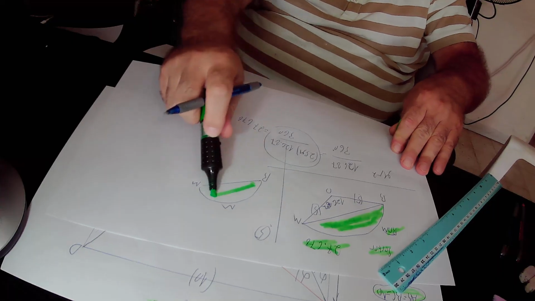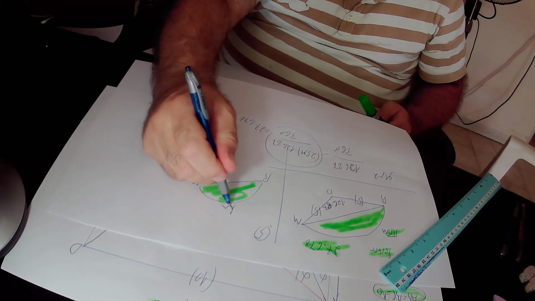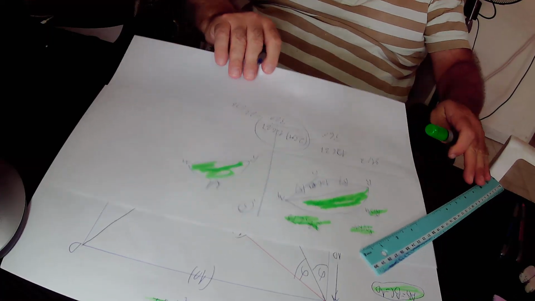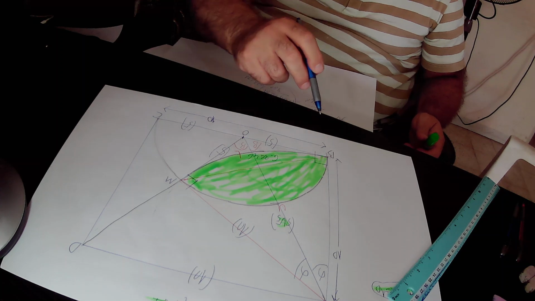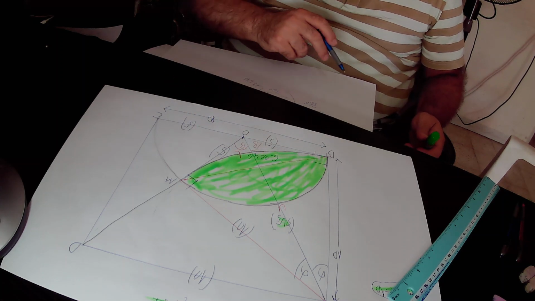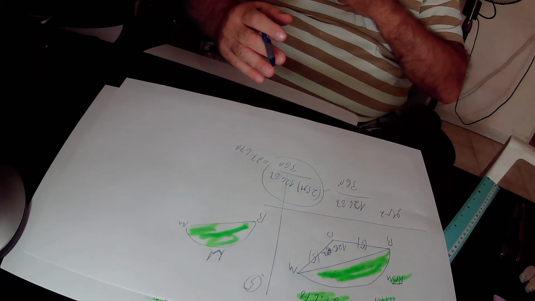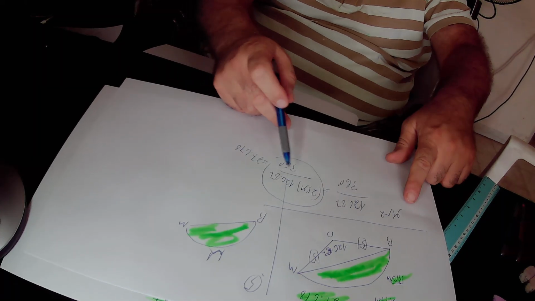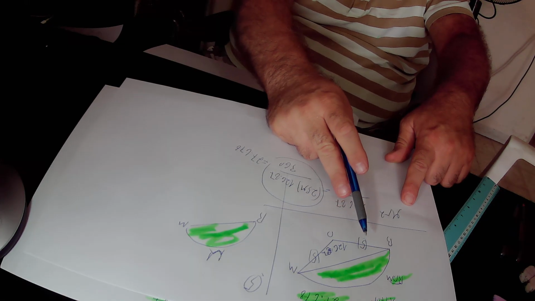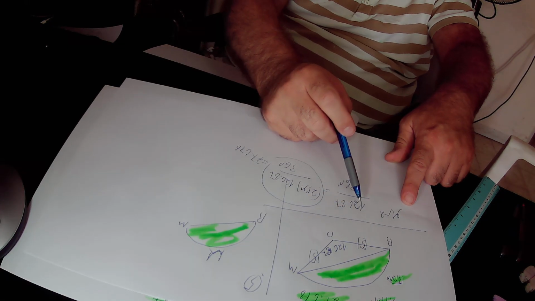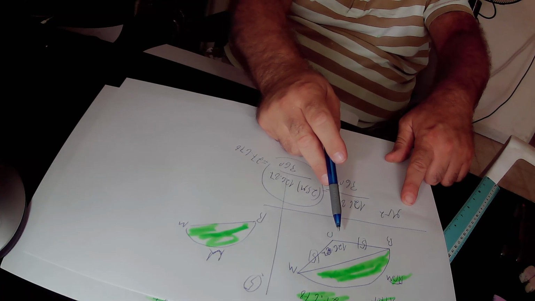This is the upper segment BOM. We have to find out the area of this upper segment. From the drawing, it is very easy to see that the area of this green upper segment BOM equals the area of sector BOM minus the area of triangle BOM.